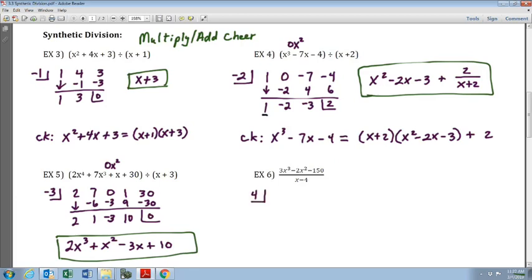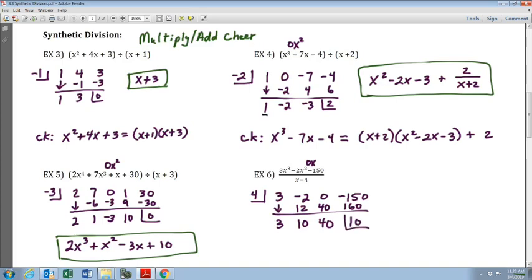All right, let's move on to number 6. You should have put 4 in the box. Notice this time we're missing the x term, so we'll put a 0 in there. So it's going to be 3, negative 2, 0, negative 150. So we'll drop our 3, and then we'll do our multiply, add, repeat. Multiply, we get 12. Add, we get 10. 10 times 4 is 40. When we add, we get 40. 40 times 4 is 160. And when we add, we get 10.